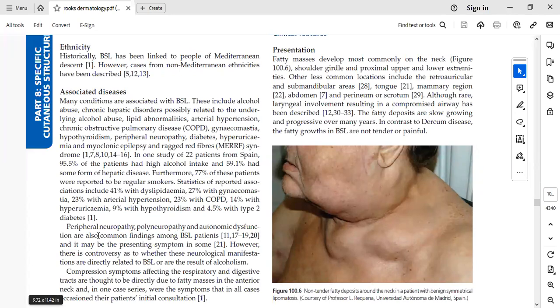The other associations are peripheral neuropathy, polyneuropathy, and autonomic dysfunctions. These are also common findings among BSL patients. Compression symptoms affecting the respiratory and digestive tracts are thought to be directly due to the fatty masses in the anterior neck, and in one case series were the symptoms that in all cases occasioned the patient's initial consultation.